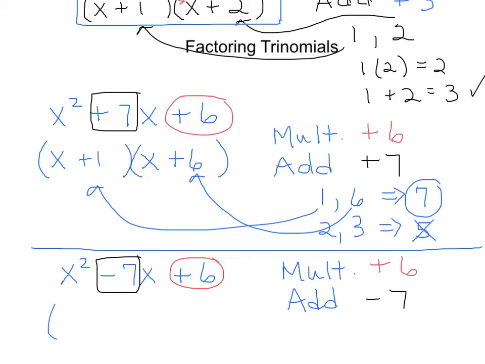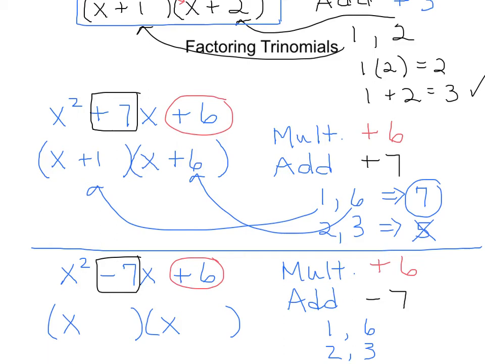So again, our goal is to get these two binomials, so let's write them out. X is in the front spot, and we're going to talk about how to figure out the numbers that go in the back spot. So again, 6 is the factor, so 1 and 6, 2 and 3 are the only pairs of factors that give us a 6, dealing with integer numbers.